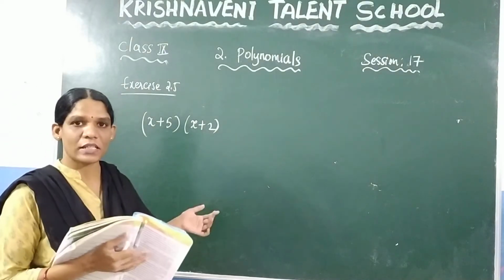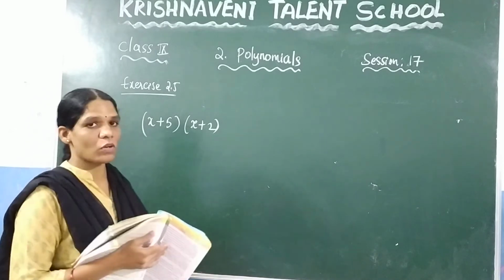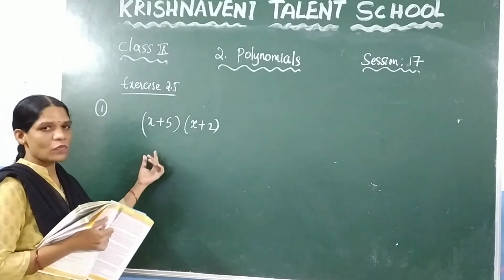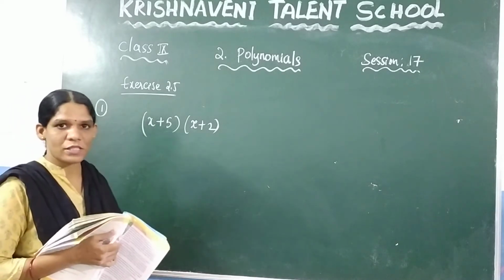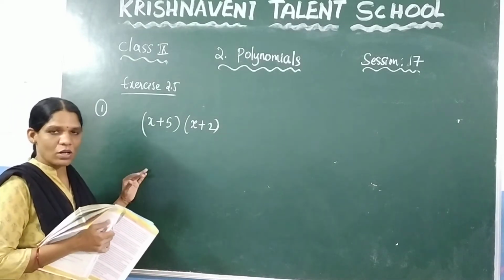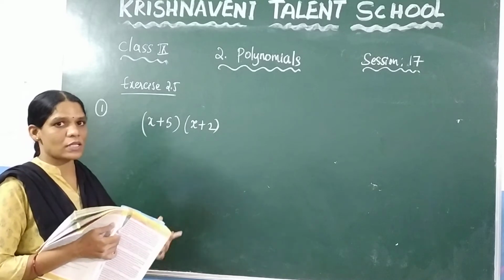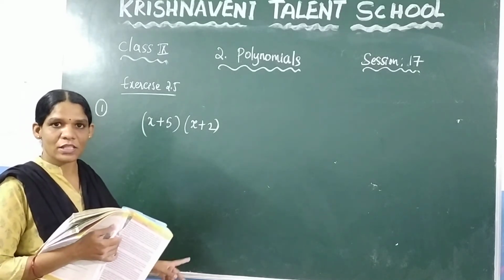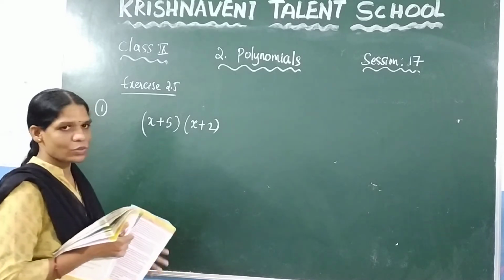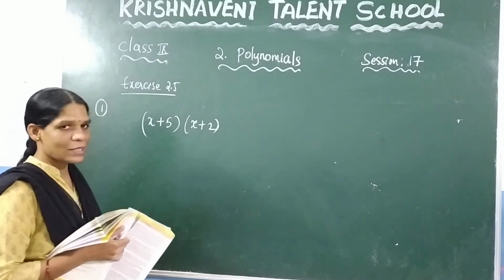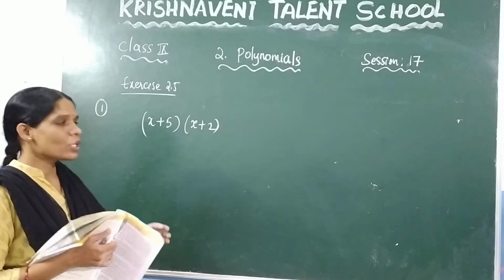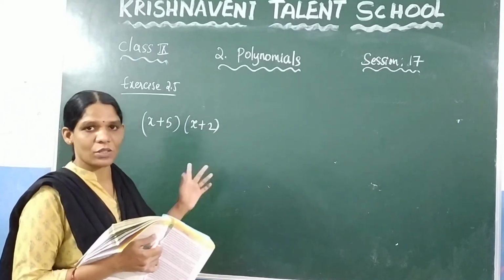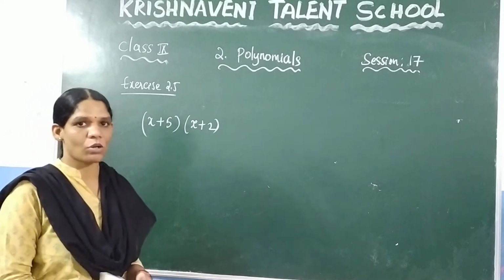By using which identity? First you need to check which identity it is in the form of. Here clearly you can observe that it is in the form of x plus a into x plus b. We already solved the formula for x plus a into x plus b, which gives us x square plus a plus b into x plus ab. By using that identity you can solve it. There is no need to multiply. In the question they ask to use the suitable identities. By using the identities only we need to solve this one, not by the normal method.